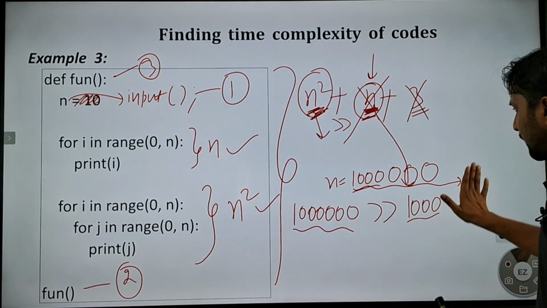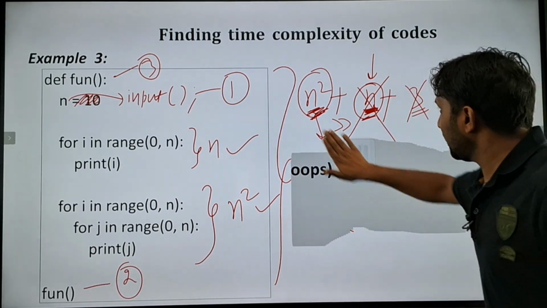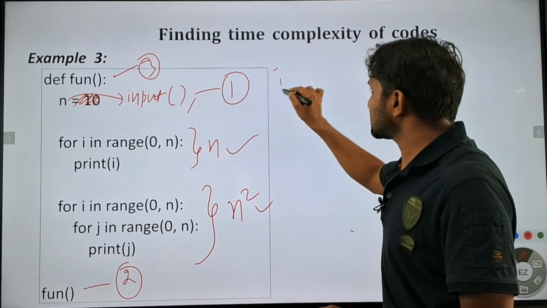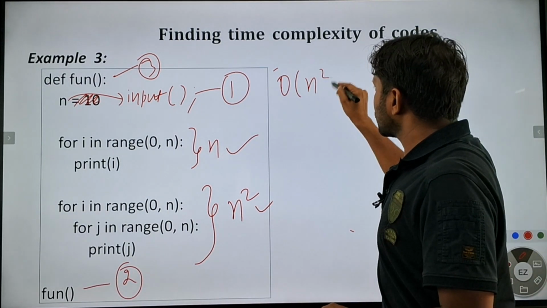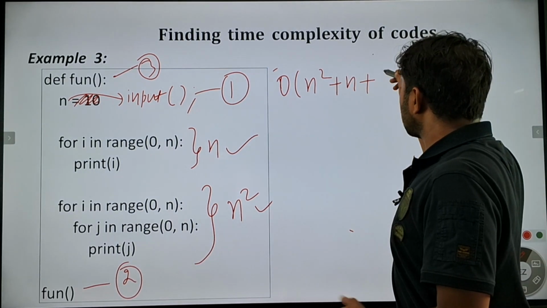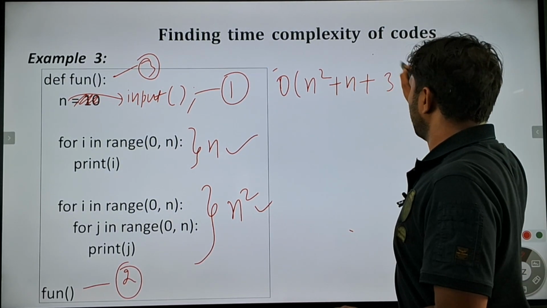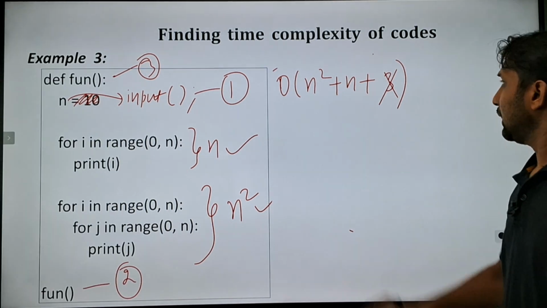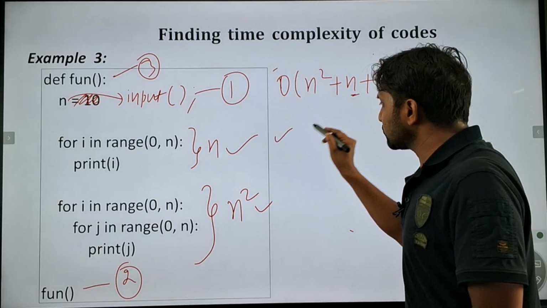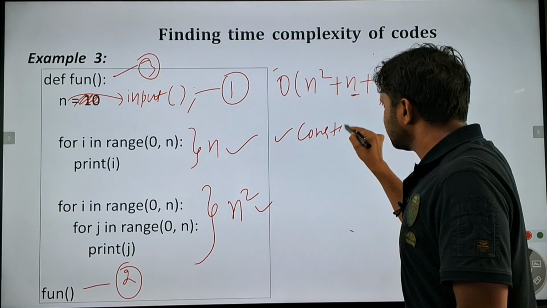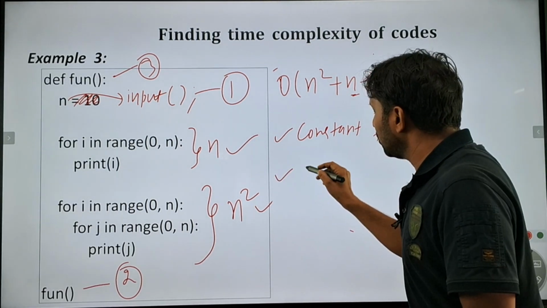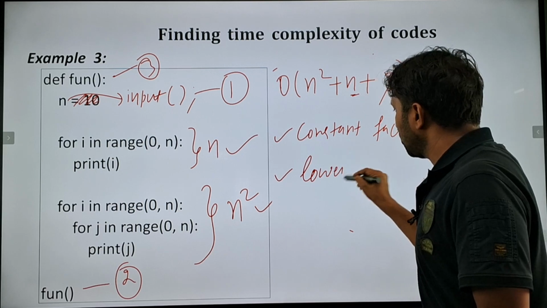So what I am telling you right now is that if the complexity is like this, let me write it again. The complexity is like this: order of n square plus n plus some constant, let's suppose 3 over here. So remove the constant, that is not going to make an impact. Remove the lower order term. So two things we need to remove. First, the constant factor. Second, the lower order terms.